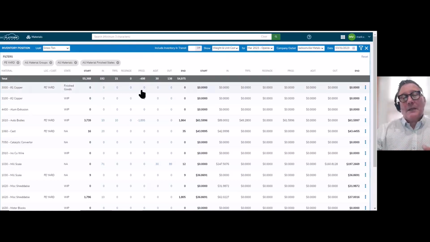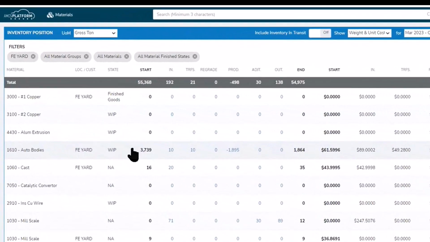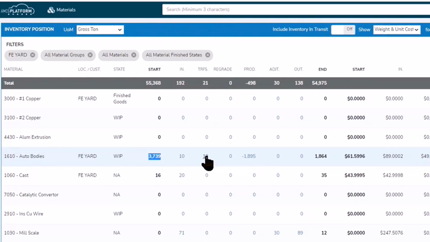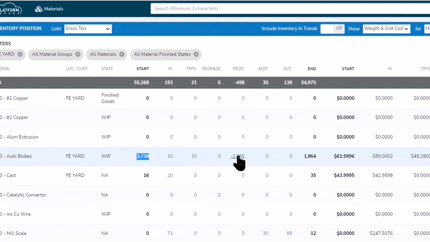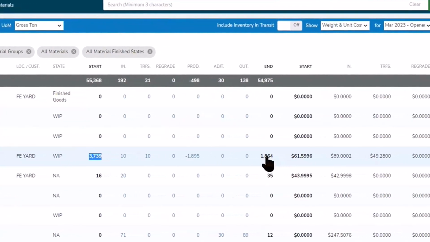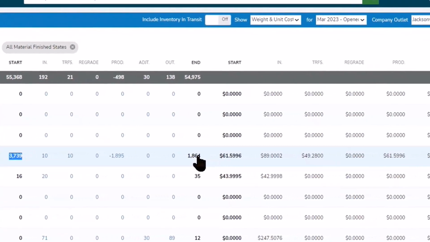So what we're looking at here is platform's inventory dashboard. Let's focus in on this one material here, auto bodies. Beginning of month volume. We're looking at the intake transactions here. So we've purchased, we transferred between facilities, those auto bodies that went into production, and then are carrying then our on-hand inventory, which is the final column when we're in an open period.